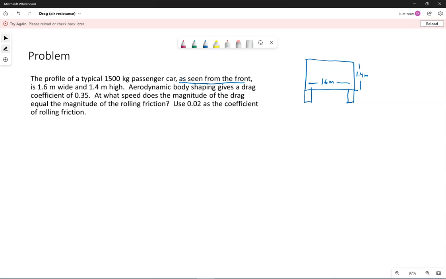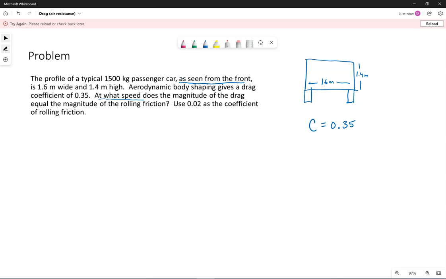The aerodynamic body shaping gives a drag coefficient of 0.35. That's the C in the drag equation. We want to know at what speed does the magnitude of the drag equal the magnitude of the rolling friction.